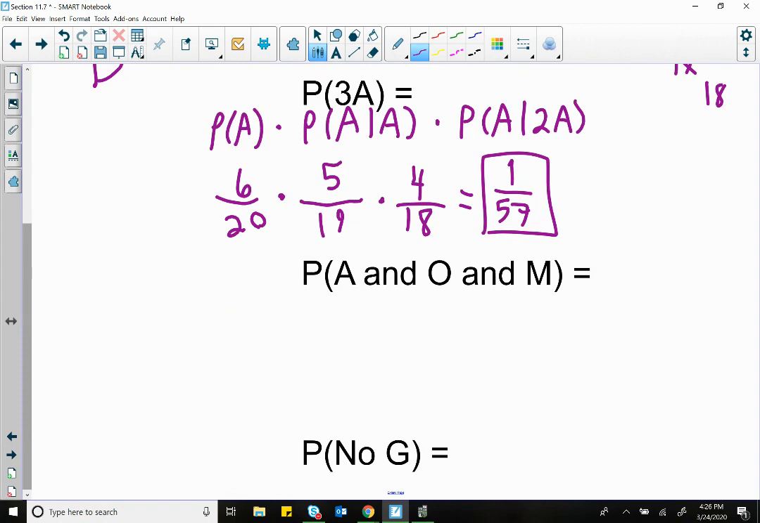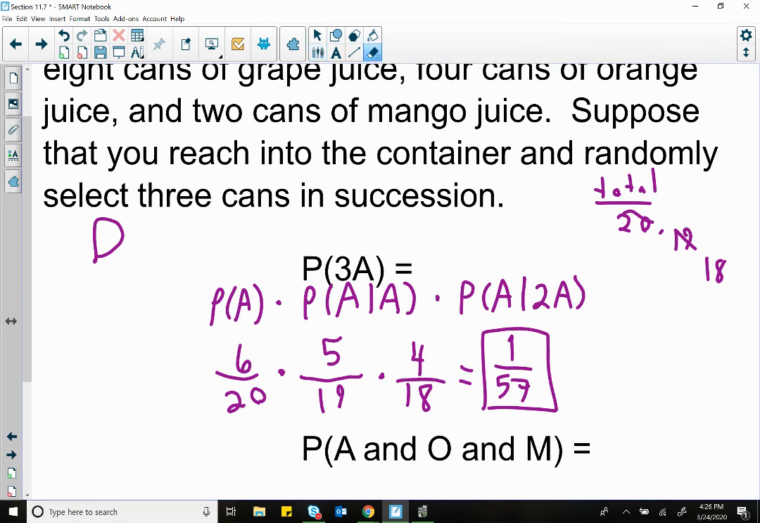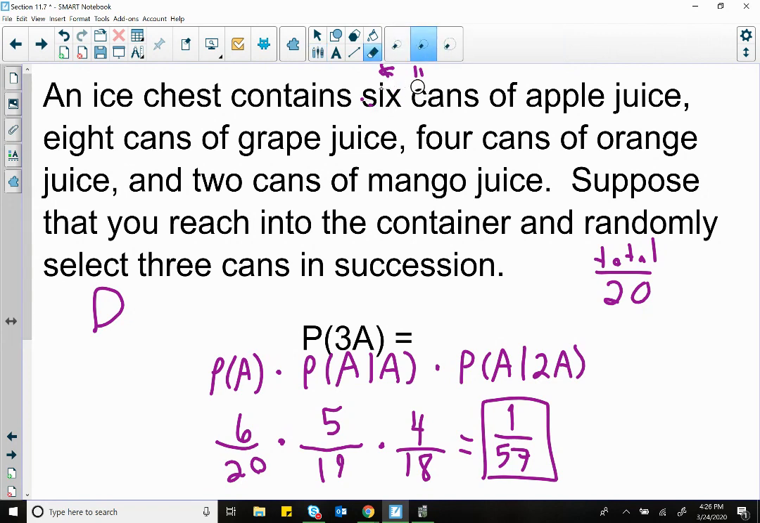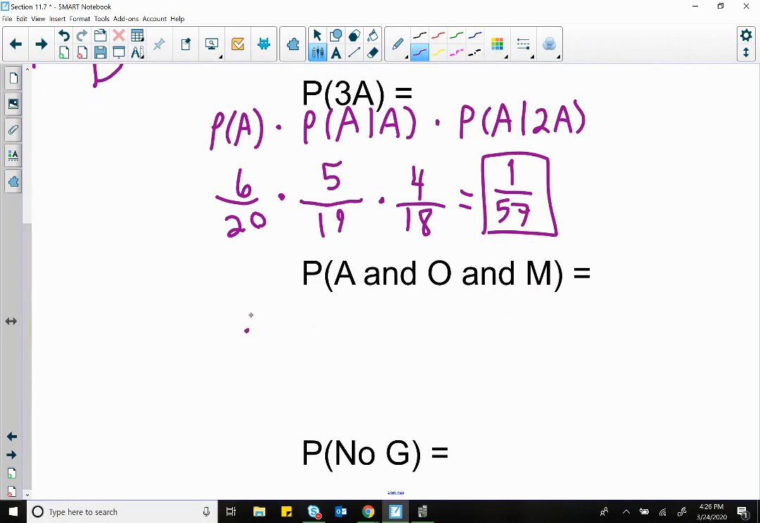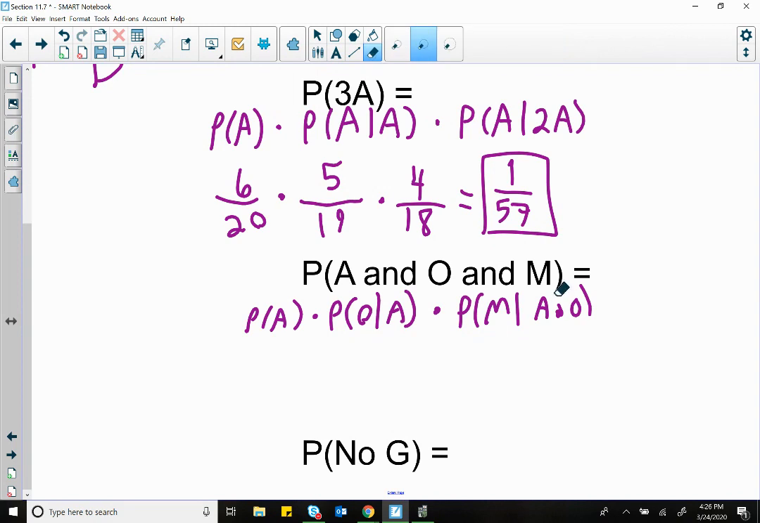And now we're just going to repeat it for apple, orange, and then mango. Okay, well, that's not too hard. So come up here, do some quick erasing. We'll put the 20 back there. All right. Come up here, erase that guy real quick. All right. So we need, on this one, the probability of an apple. And we're going to multiply that by the probability of an orange, given that we took an apple. And we're going to multiply that by the probability of a mango, given that we took an apple and an orange already. Okay?